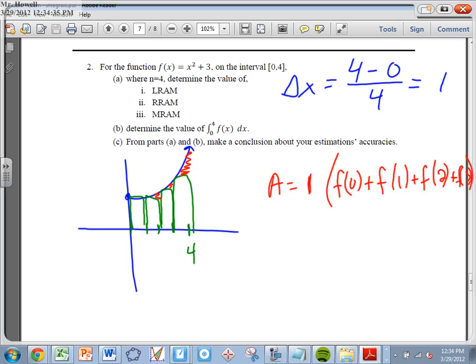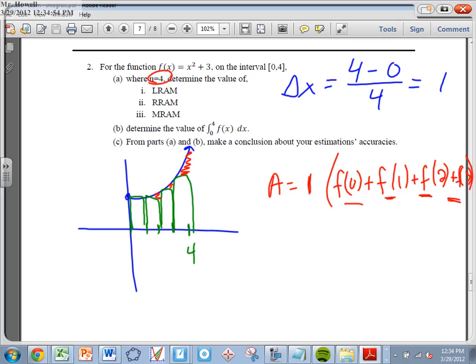Again, why do I have 4 spots here, people? Because there are 4 rectangles. The interval could be 8. Don't assume that. The interval could be from 0 to 8. So again, take a look: 1, 2, 3, 4. N equals 4. That's the number of rectangles.